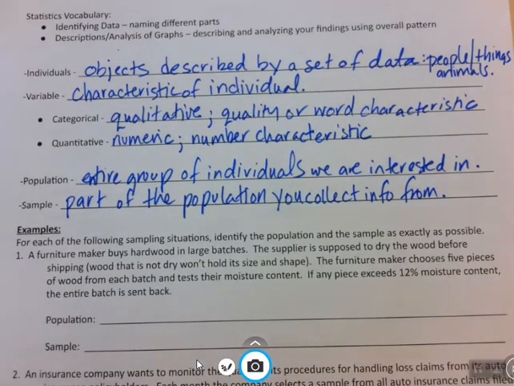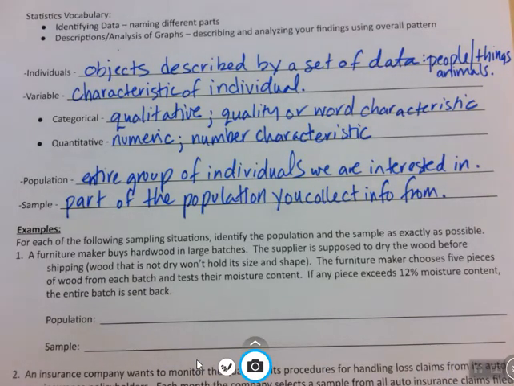Okay, a furniture maker buys hardwood in large batches. The supplier is supposed to dry the wood before shipping. Wood that is not dry won't hold its size and shape. The furniture maker chooses 5 pieces of wood from each batch and tests its moisture content. If any piece exceeds 12% moisture content, the entire batch is sent back.